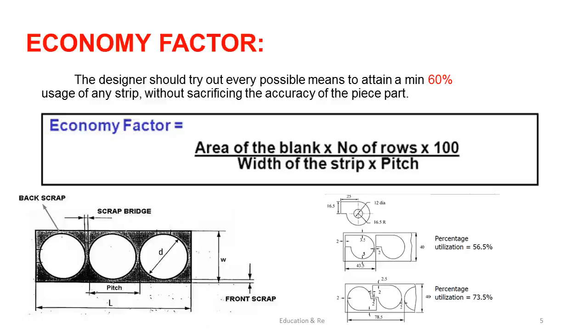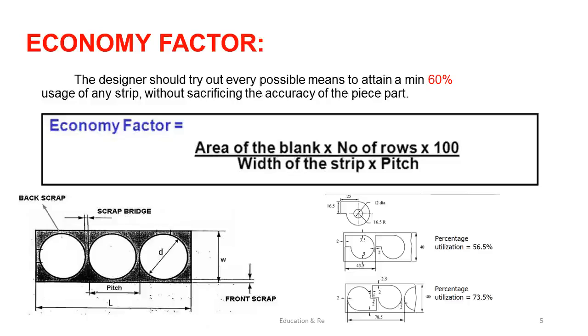On the right side, I try to explain in picture mode how the strip layout affects the utilization percentage. The top portion is the component in the first row, and the percentage is 56.5% because the component is just placed. It has not been intelligently placed on the row. You go to the second row: the same component, but placed intelligently by a designer. You see the designer placed an actual bridge, maintaining a side bridge of 2.5, and the pitch is also reduced, so the total utilization factor is improved and has reached up to 73.5%.